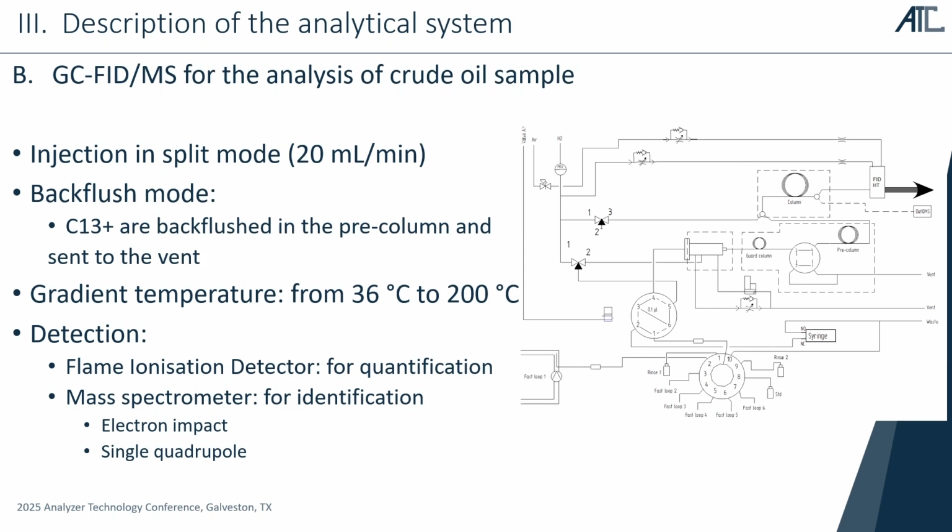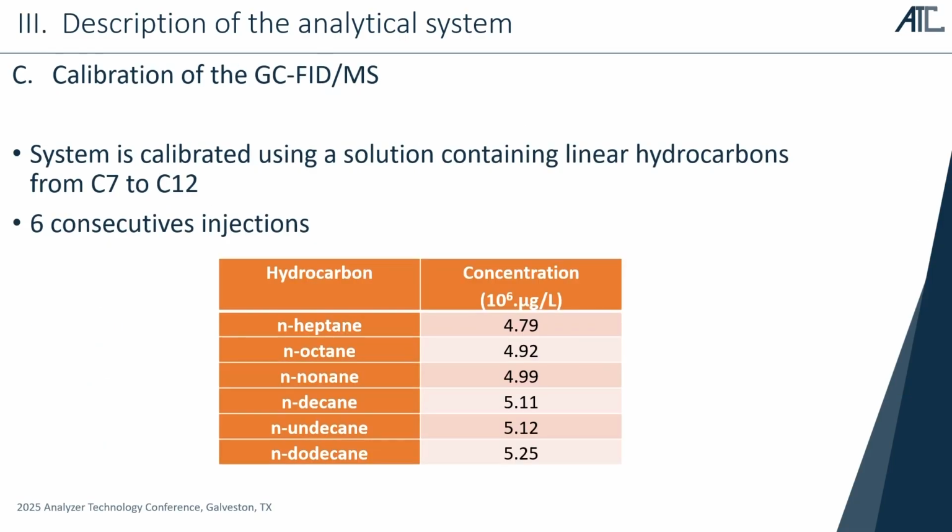The mass spectrometer is a quadrupole with a pre-filter and electron impact for ionization, so as to be able to use a NIST library with a 70 electron volts ionization. And so we have a mass spectrum compliant to the NIST library.